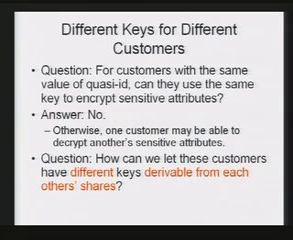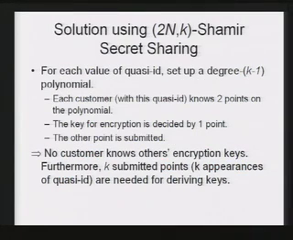So then what can we do? We want to make each customer have a different encryption key for her sensitive attributes. But on the other hand, we still want to ensure each of these keys is derivable if and only if there are at least k customers having the same quasi-ID. So how can we do this? Well, we do this using 2-out-of-k Shamir secret sharing.